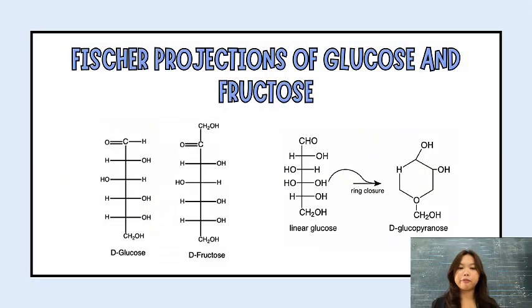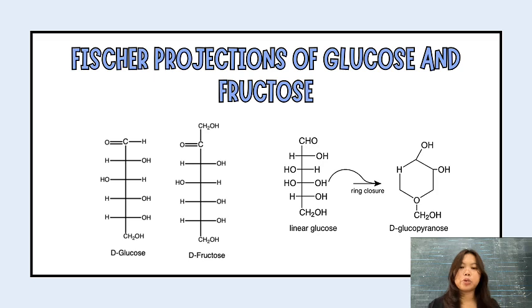Before we look at ring formation, let's ground ourselves in what you already know, the structures of monosaccharides, especially glucose and fructose. Think of D-glucose. It's a 6-carbon sugar with an aldehyde group at the top, C1, a series of hydroxyl groups along the chain, and a CH2OH group at the bottom, which is C6. That's why we call it an aldohexose: aldo for aldehyde and hexose for 6 carbons.